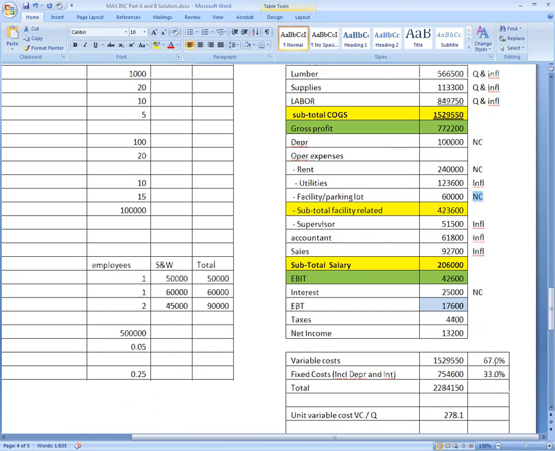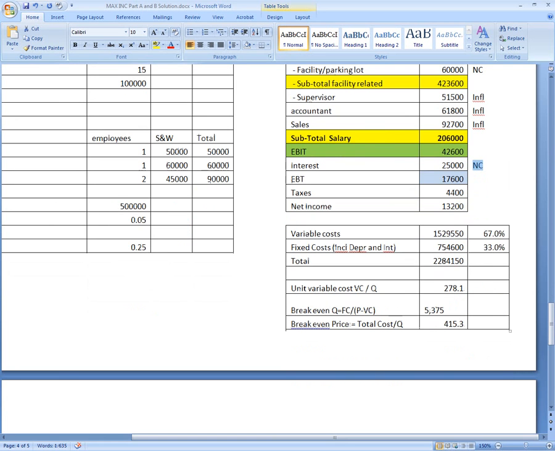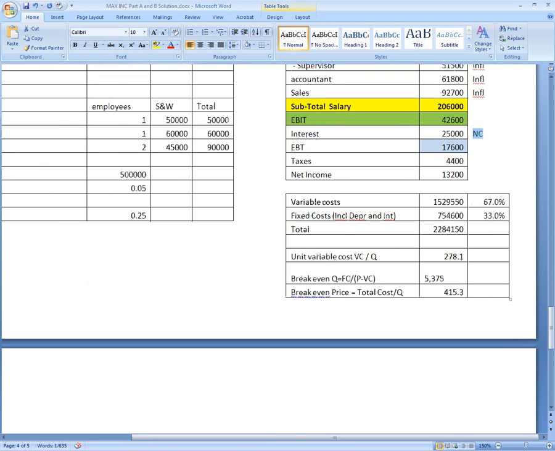We add them up. Supervisor, accounting, salespeople. Again, assumption is they're going to get paid 3% more, so we're going to grow there by 3%. We add them up just like we did in part A. You get the EBIT, you get the interest, NC, basically no change in our assumptions, and so on. And we go through it, and we do the calculation, and we'll get the break-even quantity: that we'll have to sell 530.75 to be able to break even, or the lowest we can go is 415.